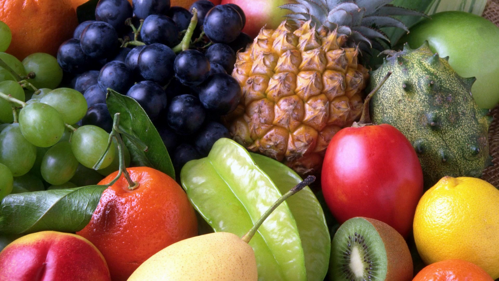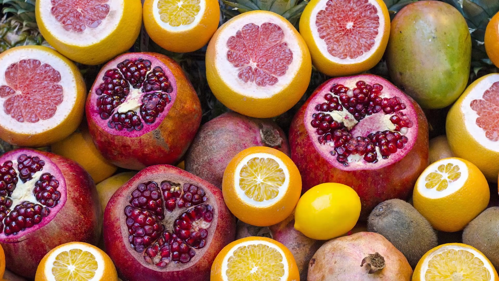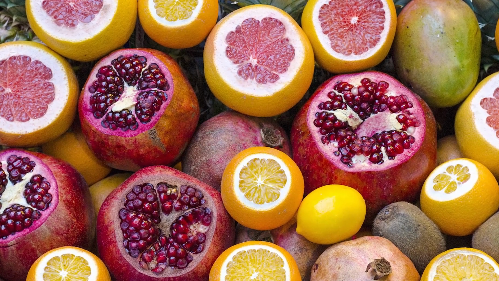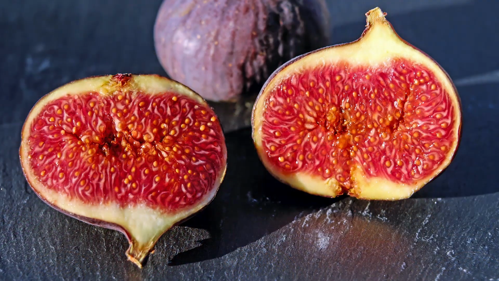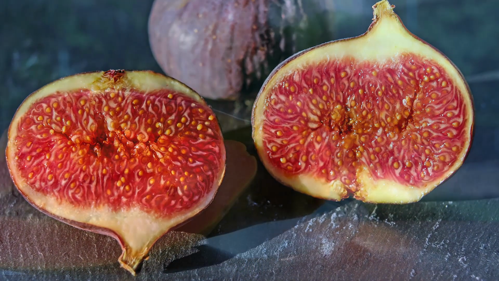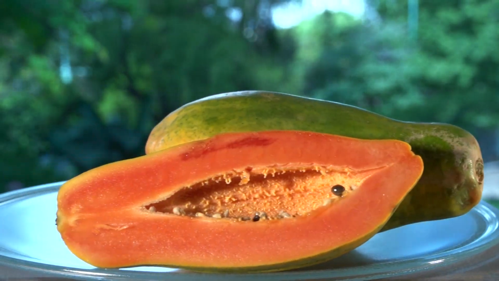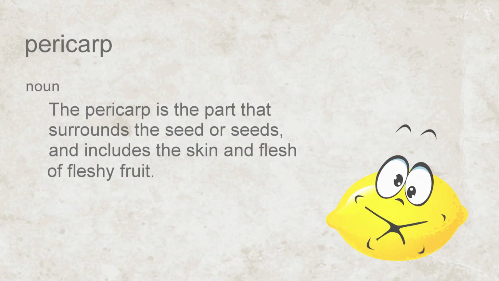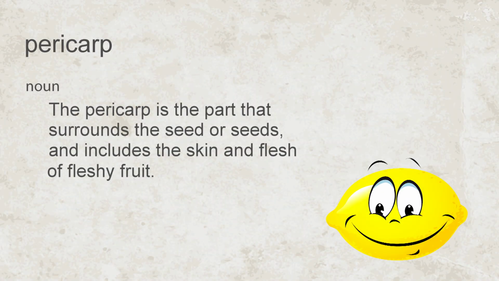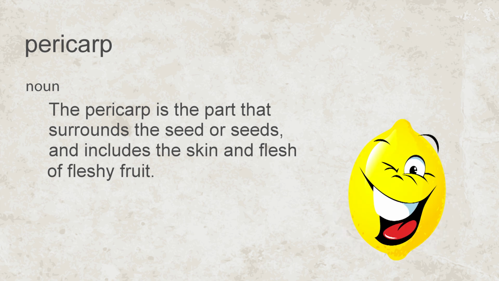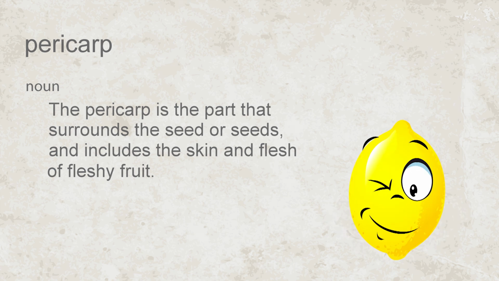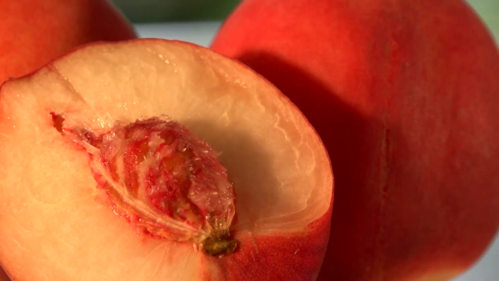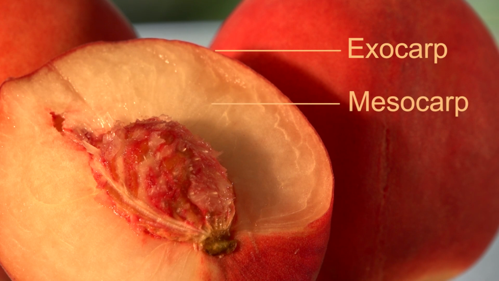Fruit develops from the ovaries contained in flowers and normally contains seeds with zygotic embryos. The fruit protects seeds and in some cases helps them to disperse. Fruit normally consists of a pericarp and one or more seeds. The pericarp is the part that surrounds the seed or seeds and includes the skin and flesh of fleshy fruit. The pericarp in fleshy fruit consists of the exocarp, mesocarp, and endocarp.